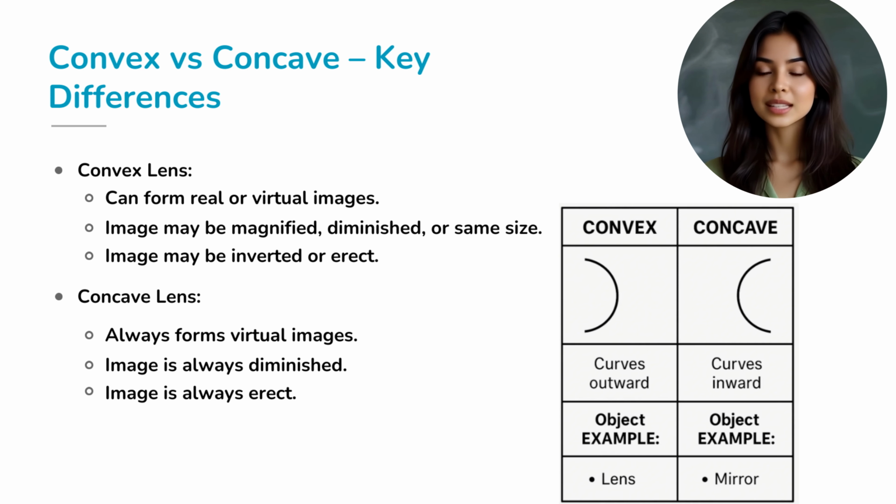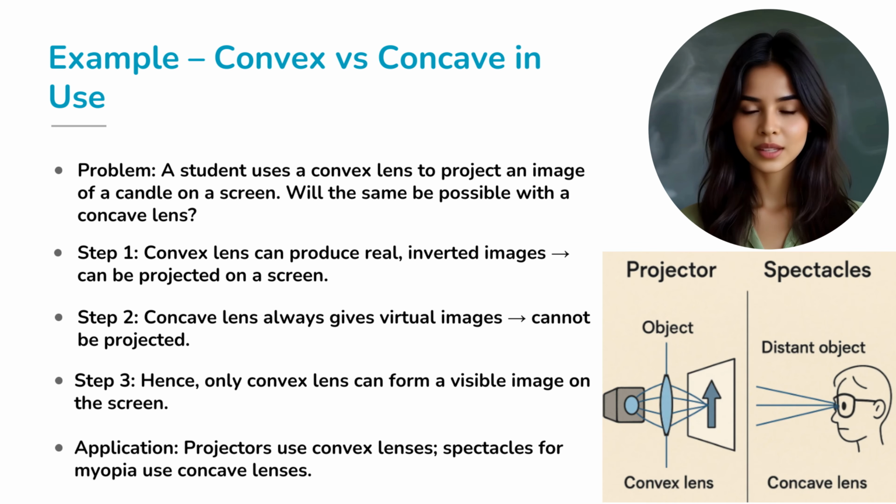So, convex is the adventurous lens with many possibilities, while concave is the dependable one, always giving the same type of image. Let's try a real-life style problem. A student uses a convex lens to project the image of a candle onto a screen. Now the big question: will the same trick work with a concave lens?